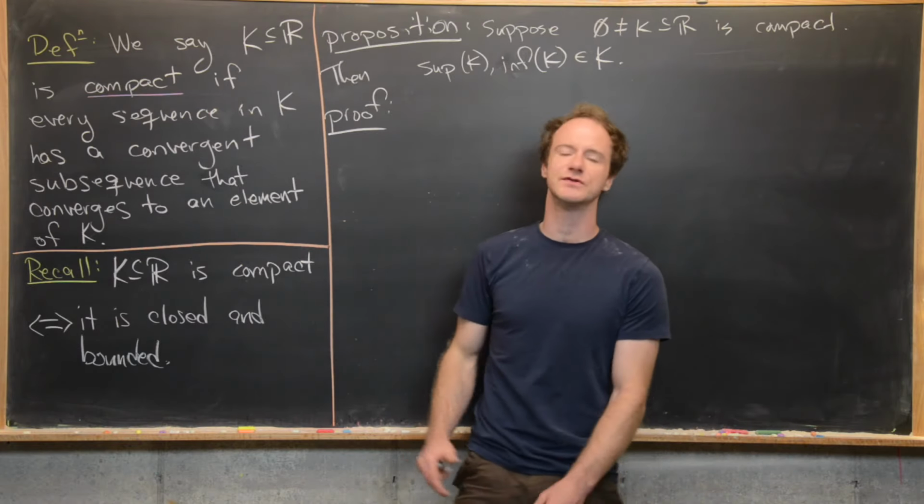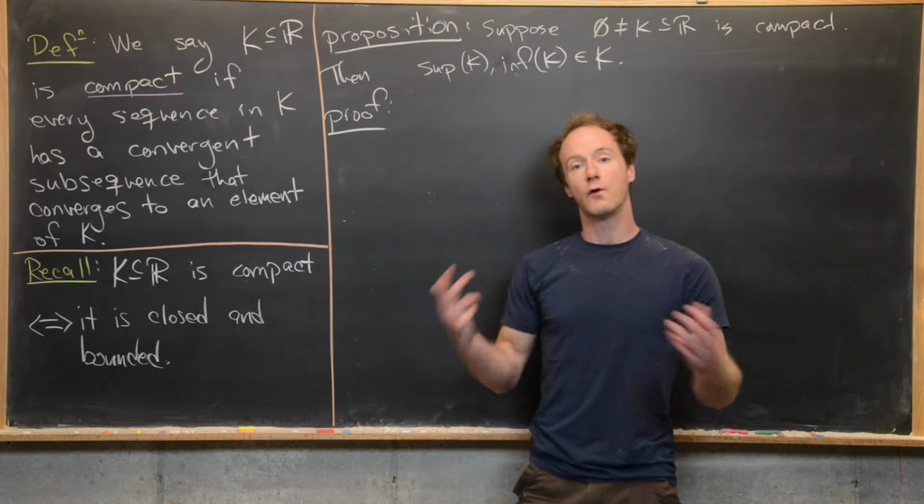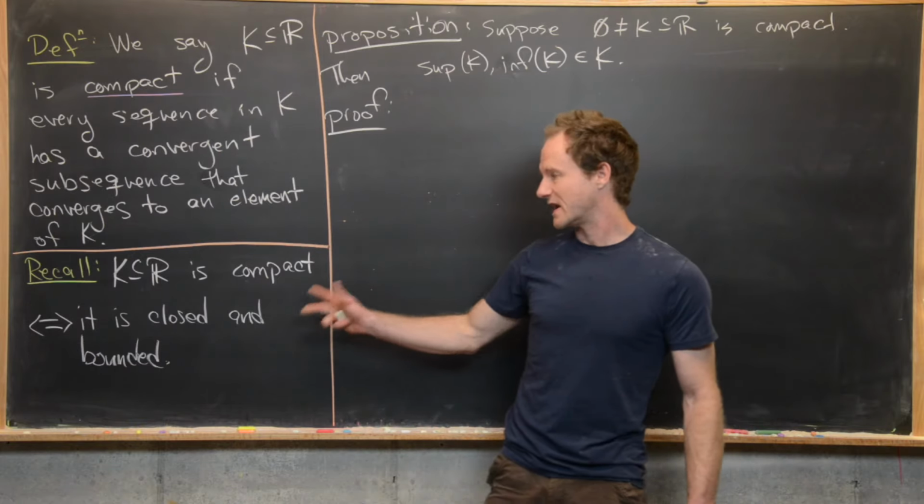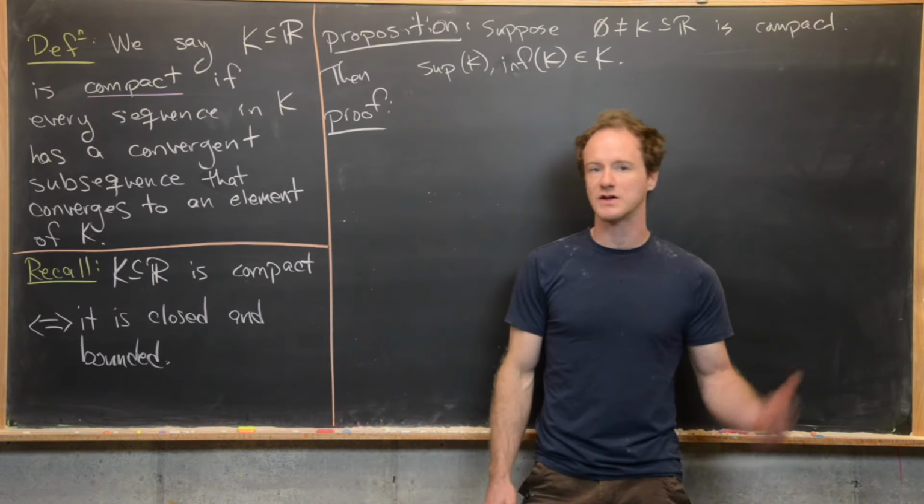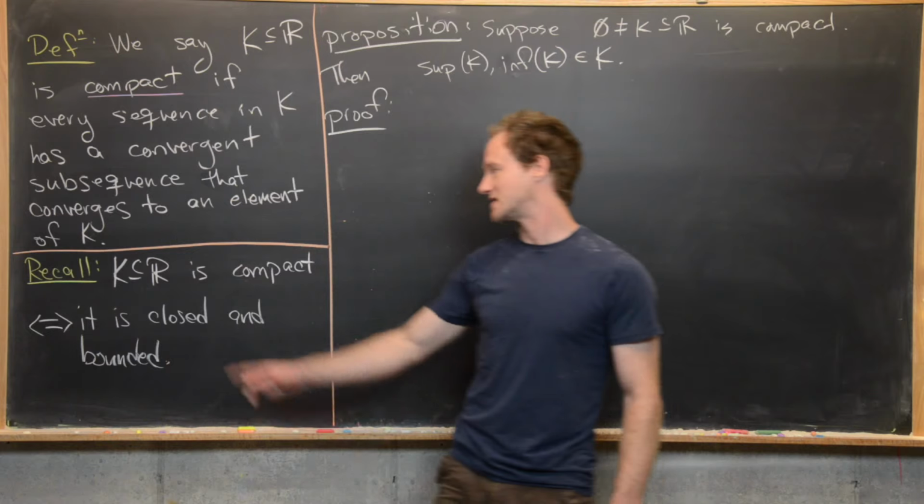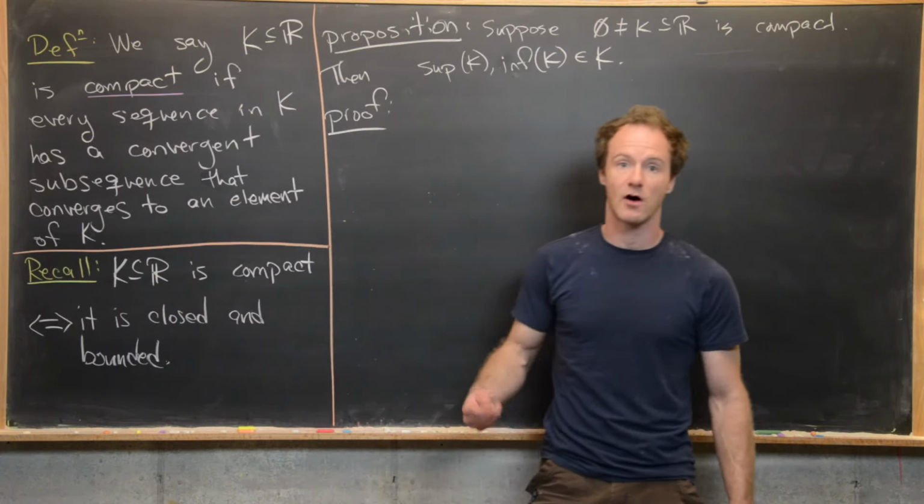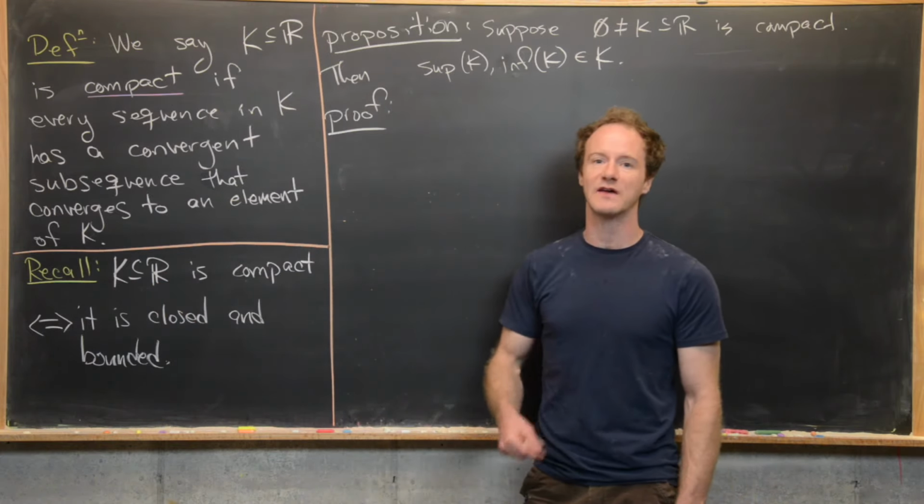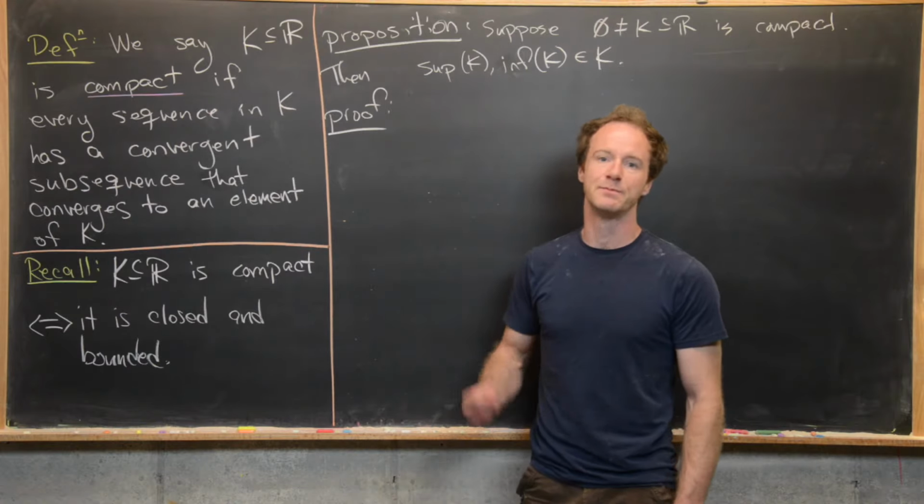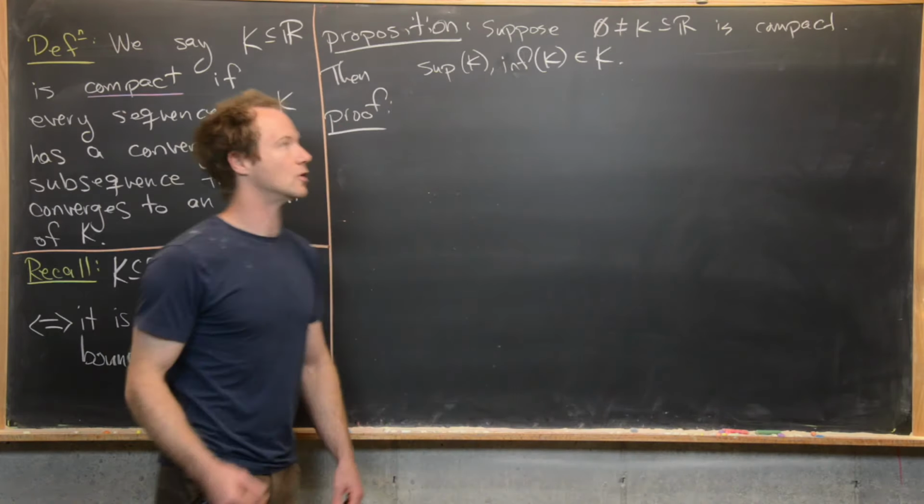So we won't actually use this precise definition for our proof. We will use this equivalent formulation that we also proved in a previous video. And that says that K, a subset of R, is compact if and only if it is closed and bounded. Okay, good. So let's see what our goal is.